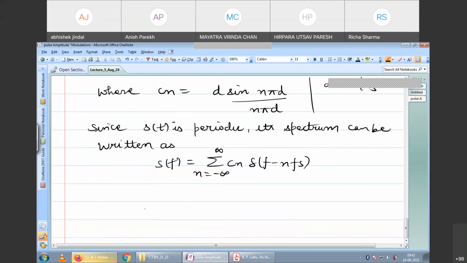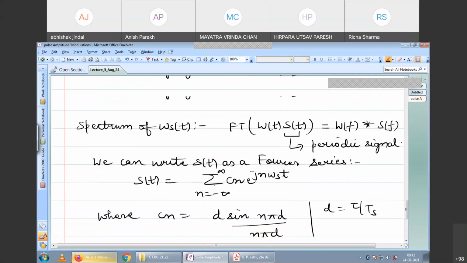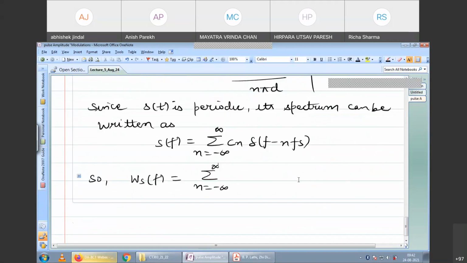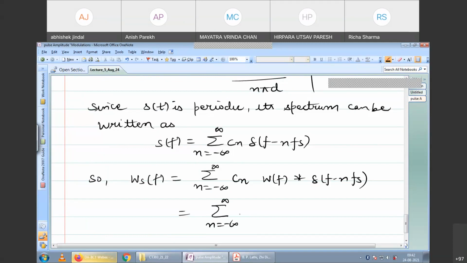So one last thing I need to write before we close for the day. So W_s(f) is nothing but summation. I think you can clearly follow the derivation from this. You need to convolve both of them. Okay? You need to convolve S(f) with W(f). So once we do that, this can be written as c_n W(f) convolution with delta(f minus n f_s). So this you will obtain as summation c_n W(f minus n f_s). Okay. This is a very small derivation which you can easily understand.